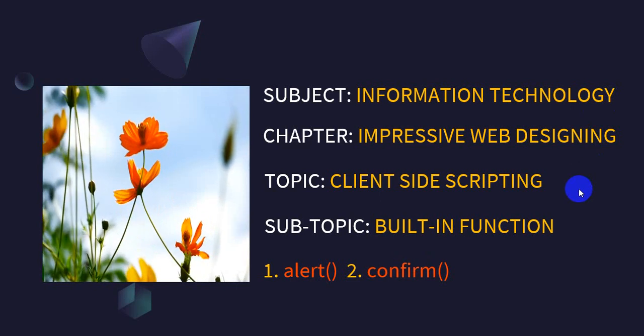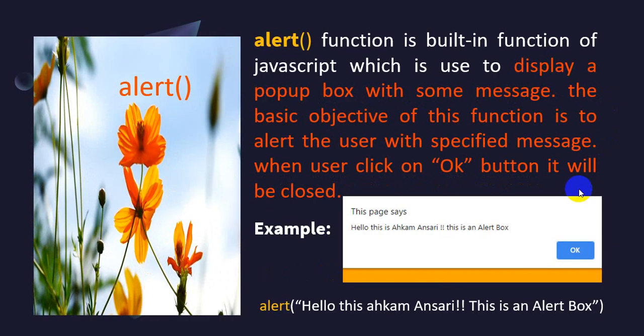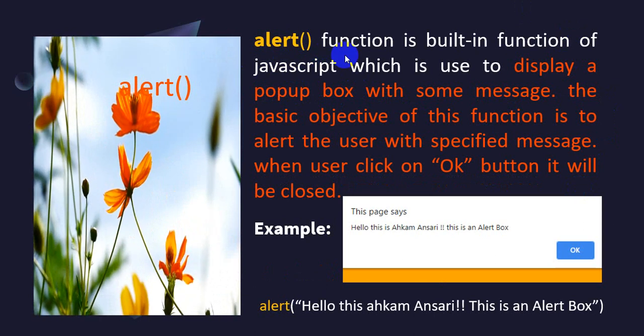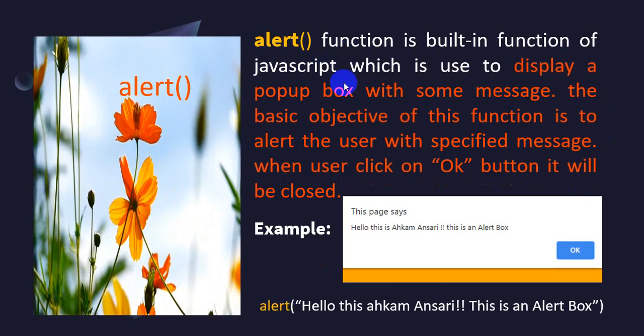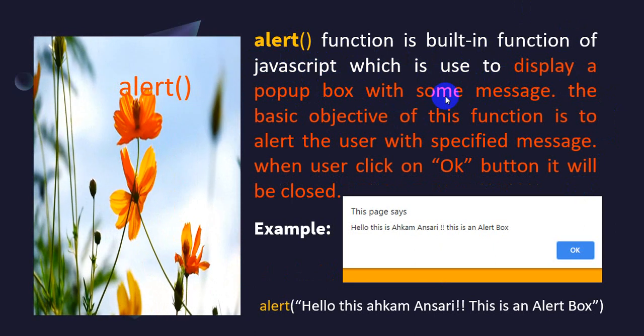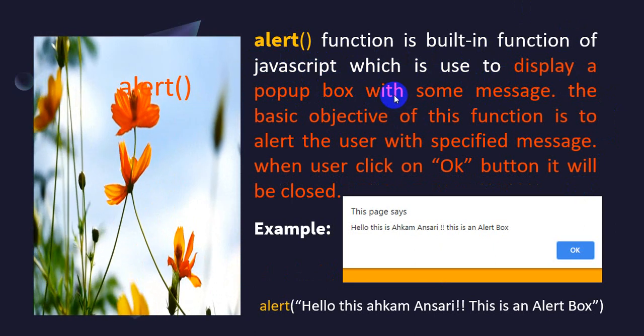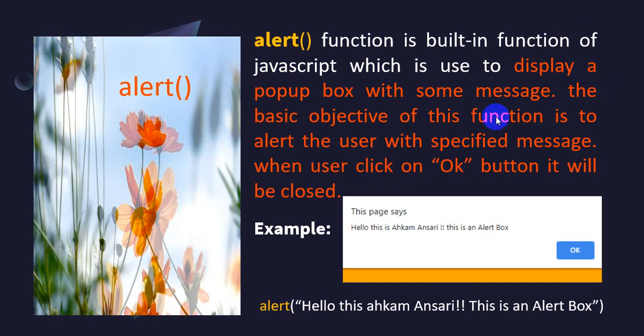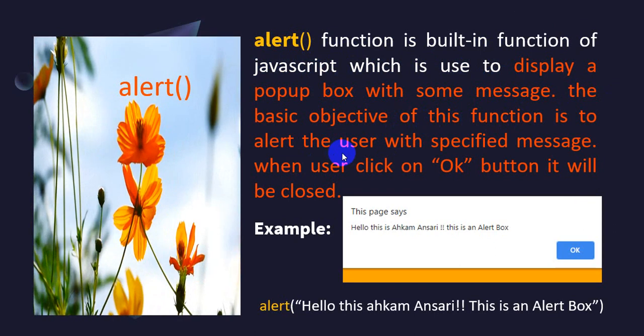So let's have a look at the definition. What does the definition say about the alert function? The alert function, as I told you, is a built-in function of JavaScript which is used to display a pop-up box with some message. This is very important: a pop-up box with some message, and the basic objective of this function is to alert the user.